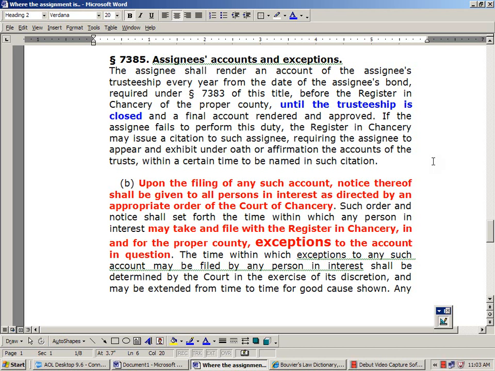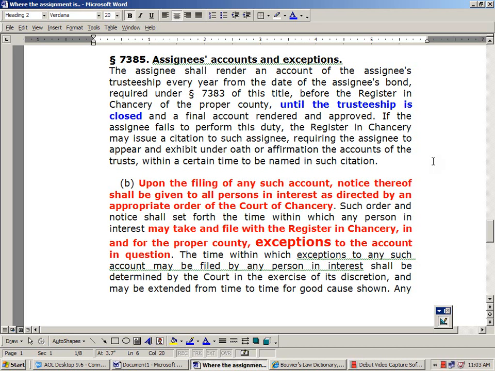So, one of the things you're going to be looking for when you get in here is, hey, where is the yearly rendering of the account by the assignee of the bond? "Upon the filing of any such account, notice thereof shall be given to all persons in interest as directed by the appropriate order of the Court of Chancery."